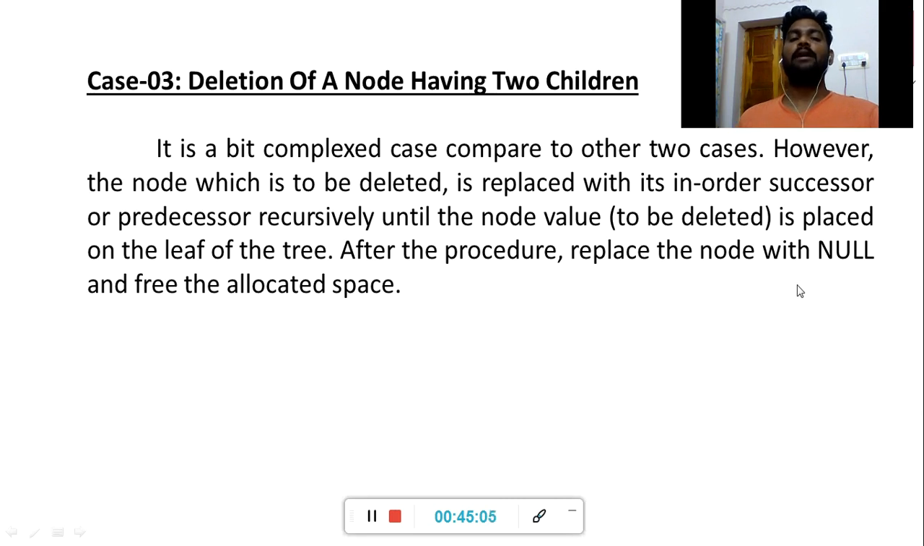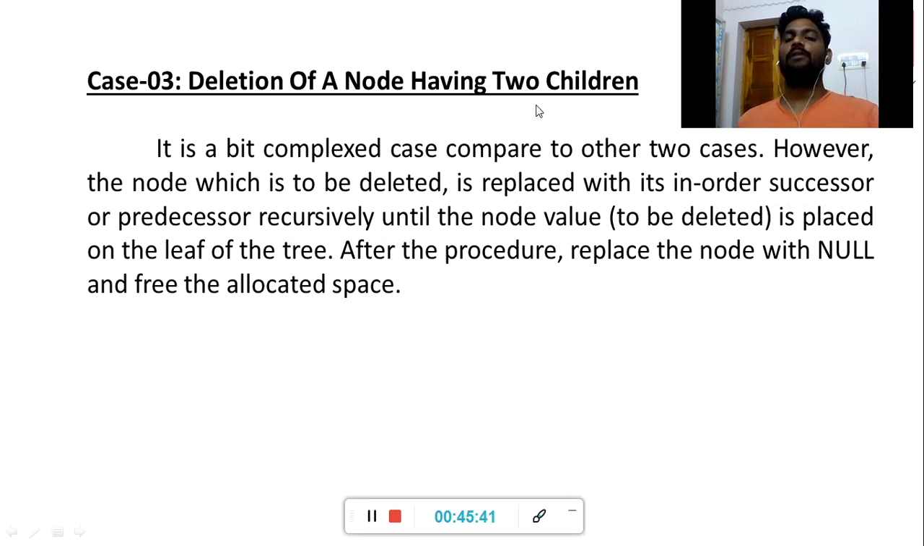And the final one is the deletion of a node having two children. This case is a little bit complex and difficult compared to the previous two cases, the deletion of a node having no children and the deletion of a node having only one child. However, the node which is to be deleted is replaced with the in-order successor or predecessor of the node. Here the new term is in-order successor or predecessor of a node.